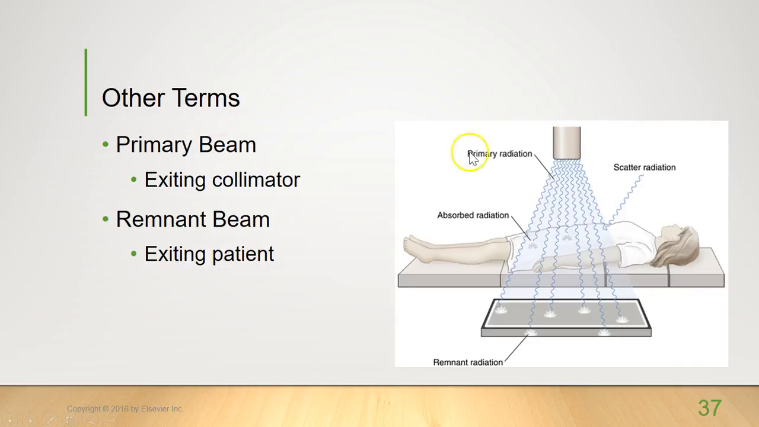Primary beam is what is coming out of the tube. Now, yes, nobody's tube comes down this far, but that's just an example. So here's the primary radiation, and you're directing it to this patient's body.